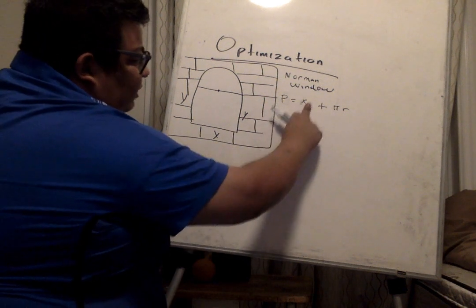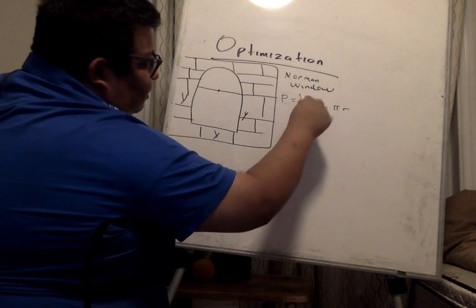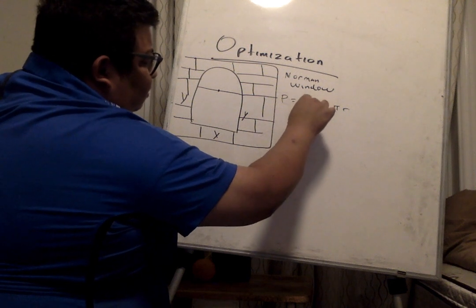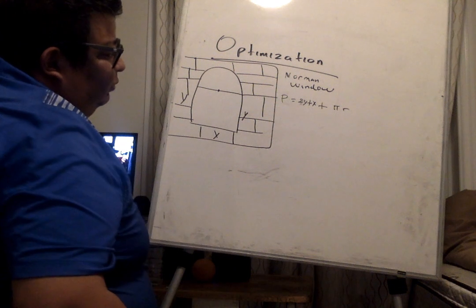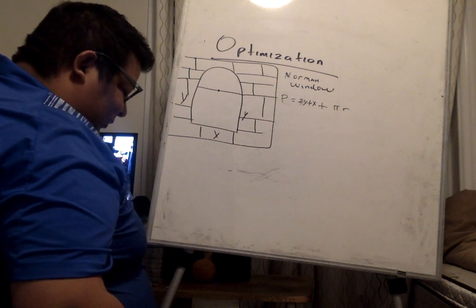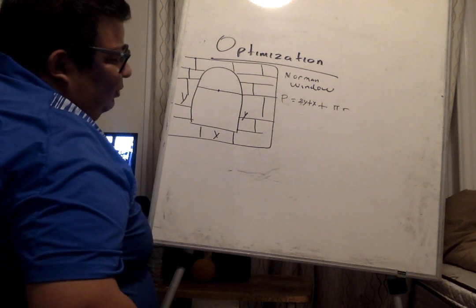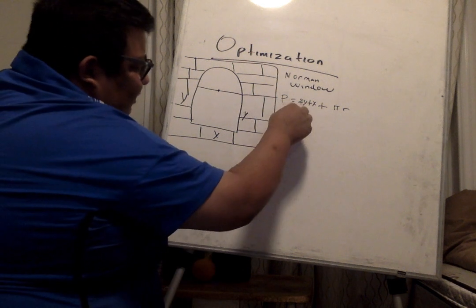Oh, actually, this is the perimeter. So we're just gonna do 2y plus x. Actually, we're not doing area yet. I was getting ahead of myself. So that's the perimeter, and now we do the area.